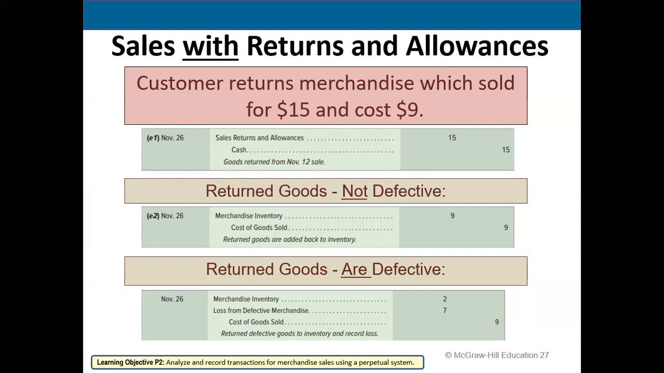If they are defective, then we would debit merchandise inventory the amount of the goods that are still usable to us. So we would add those back into merchandise inventory, and the amount that's defective, we would debit to an account called loss for defective merchandise. And then we would credit the entire cost of goods sold. So again, it has to do with whether or not we can resell those goods.